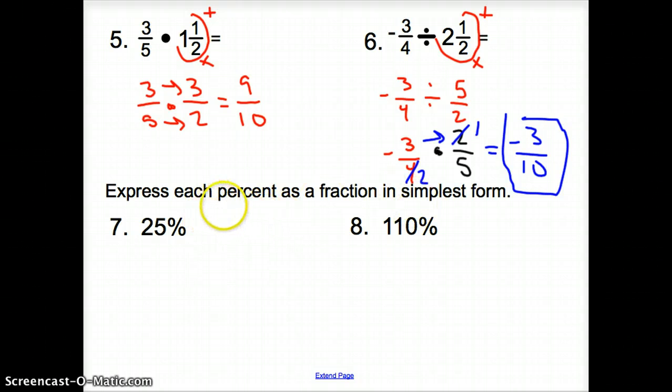Now, when we express a percent as a fraction in simplest form, we have to put this percent always over 100.